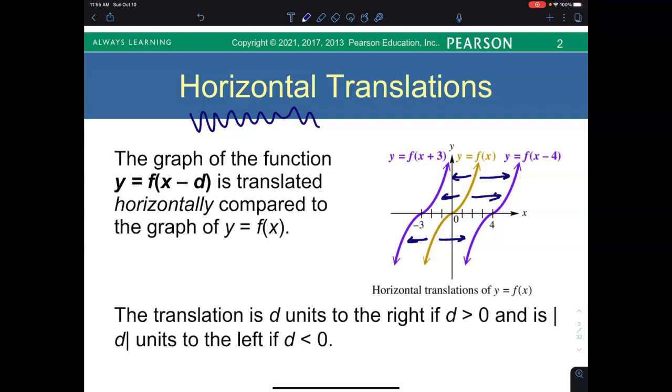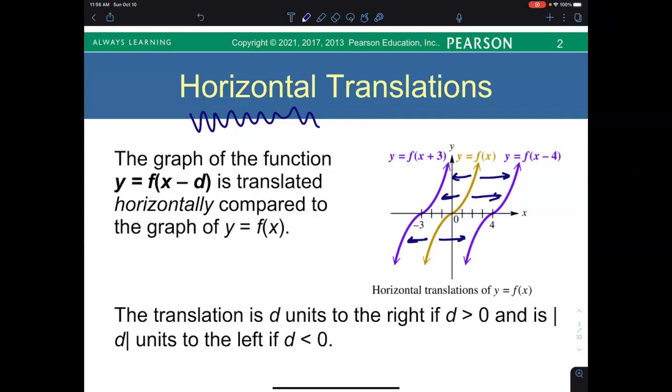And what you may recall from 4.1 is that when we affected the variable before the function was applied to it, like if you took x and multiplied it by 3 before you put it into a trig function, we kind of had the opposite effect of what we would expect. By multiplying by 3 on the variable, we saw that it actually shrunk the period and made it smaller. Whereas when you multiply outside of the function, it made the amplitude bigger. And so it has an opposite effect. The same thing's going to happen here.